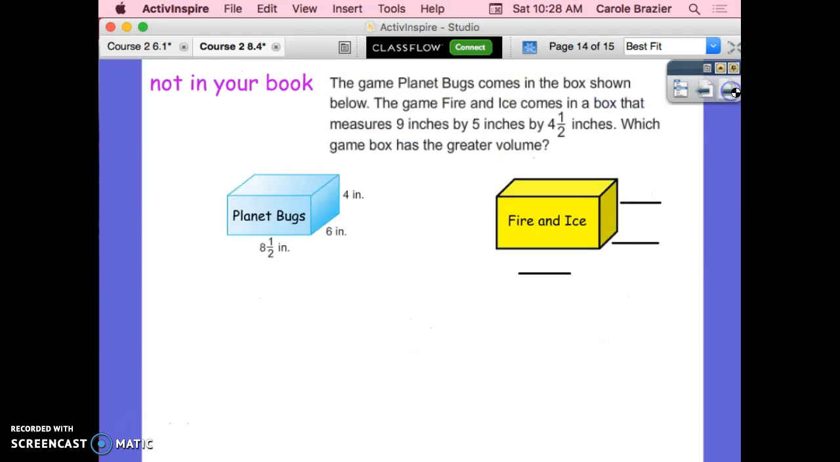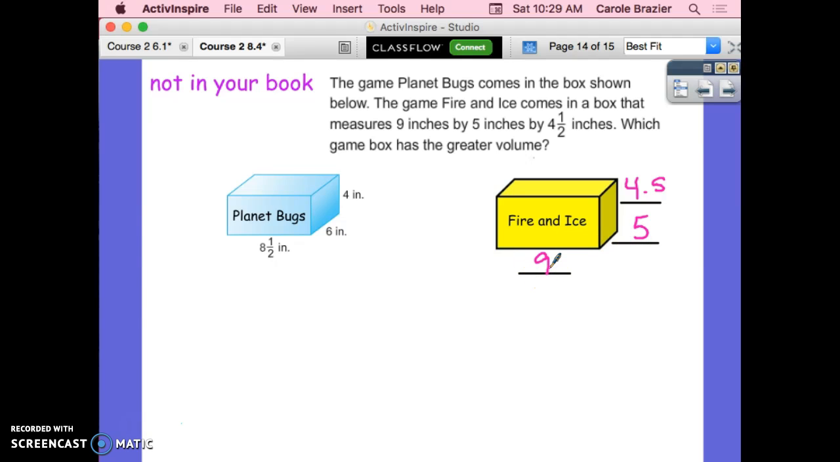Okay. This next one, you guys need to do this one on your own. And when you resume the video, I will give you the answers. Okay, welcome back. The first thing you had to do is you had to give Fire and Ice its labels. When you read within here, it tells you that the game Fire and Ice comes in a box which measures 9 by 5 by 4.5. So you had to read a little bit. So 4.5 by 5 by 9.